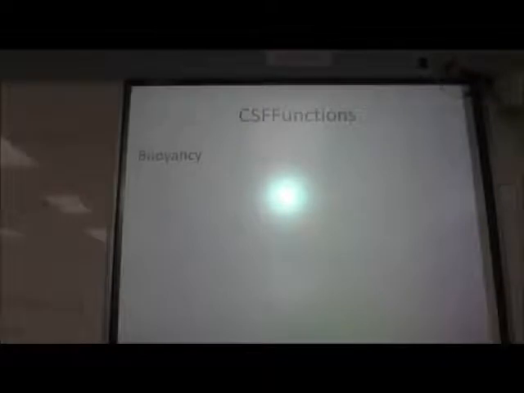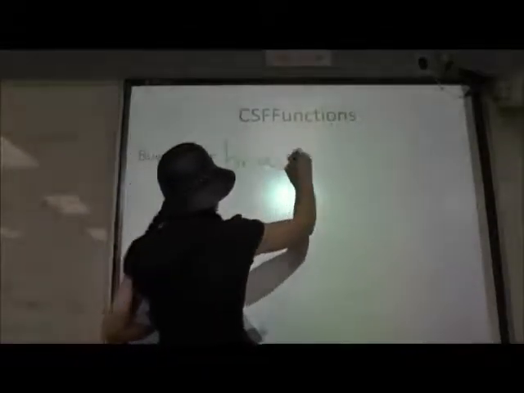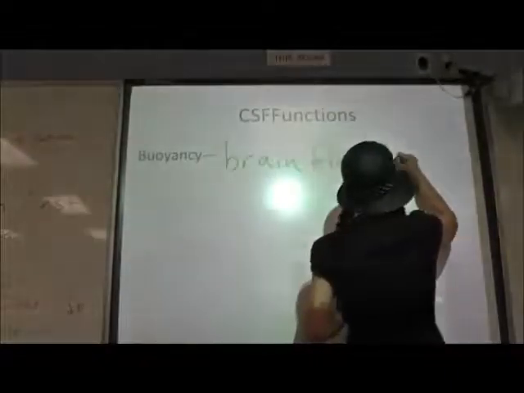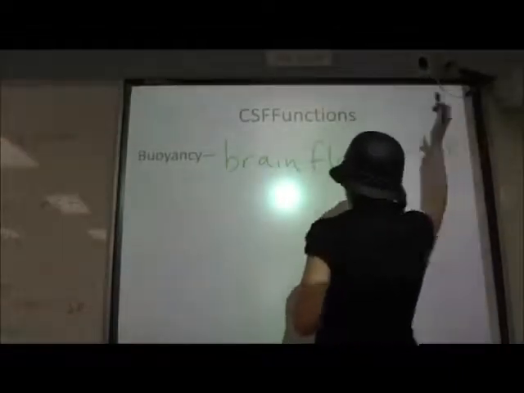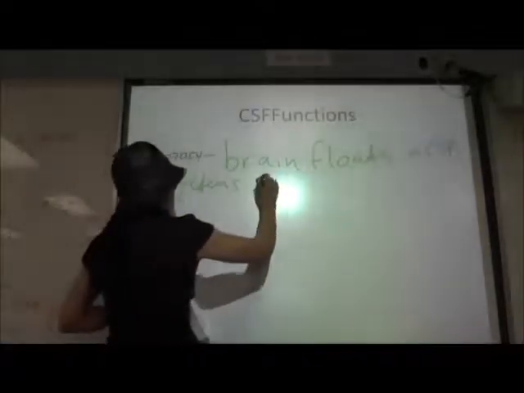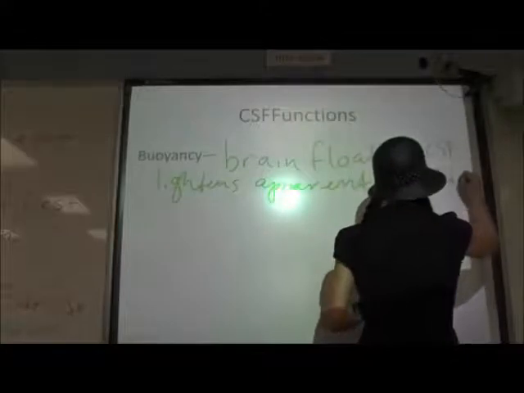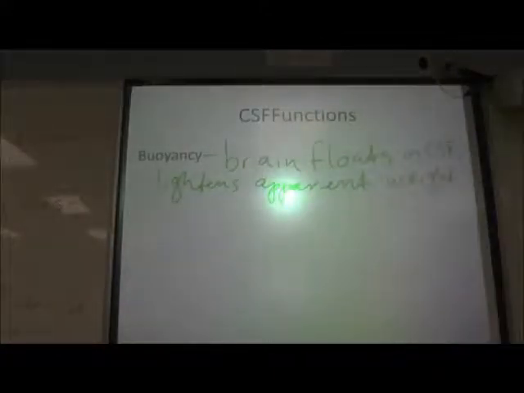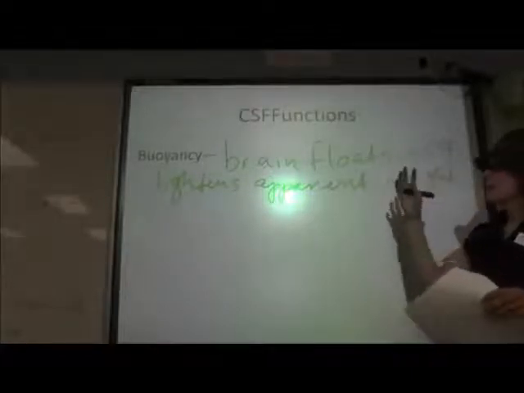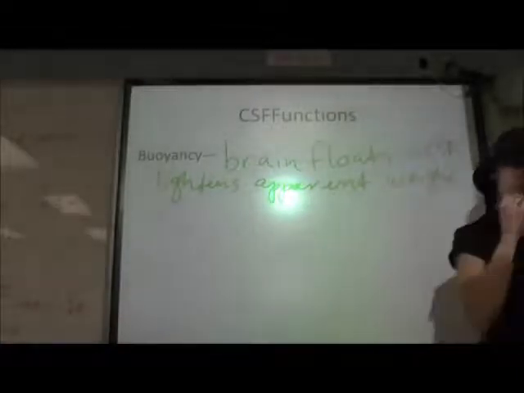Cerebrospinal fluid is very important. It serves some important functions for the brain. It gives it buoyancy. So buoyancy is like the ability to float. So the brain is floating basically in cerebrospinal fluid. And what this does is it lightens the apparent weight of the brain. Buoyancy is the first function. It provides this kind of ability for the brain to float and lightens the weight of the brain.